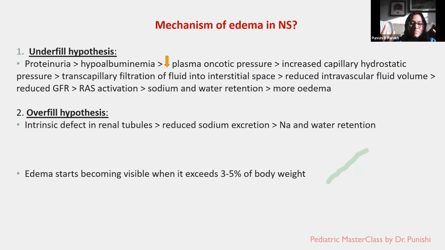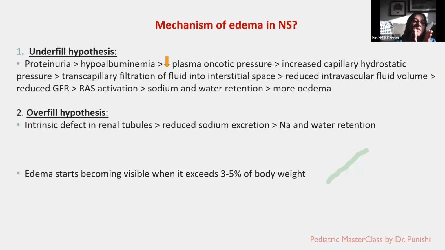So usually you have a balance between the oncotic and the hydrostatic pressure, but when you have hypoalbuminemia and decreased oncotic pressure, your capillary hydrostatic pressure increases, as a result of which there is transcapillary filtration of fluid into the interstitial space. So all the fluid volume that was supposed to remain in the vascular space now starts filtrating into the surrounding interstitial space. Okay, so your intravascular volume per se reduces because fluid is going into the interstitium and causing edema.